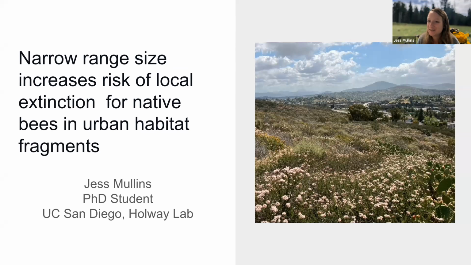So I'm here to talk to you today about how habitat loss and fragmentation impacts native bee communities. And I'm dissecting work that someone has done in the past to show that bee communities are very different in habitats that are heavily fragmented versus large reserves. And I'm looking at traits that drive the differences between these communities.